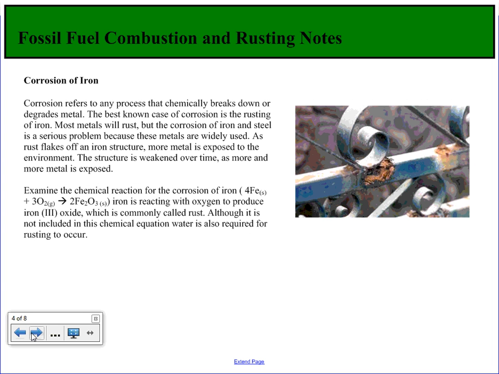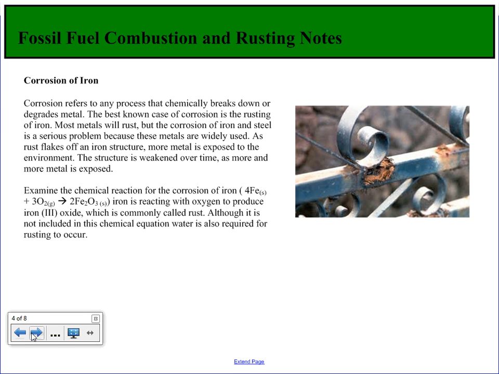Now, the corrosion of iron. Corrosion refers to any process that chemically breaks down or degrades a metal. The best known case of corrosion is the rusting of iron. Most metals will rust, but the corrosion of iron and steel is a serious problem because these metals are widely used. As the rust flakes off of an iron structure, more metal is exposed to the environment, and the structure is weakened over time as more and more iron metal is exposed.